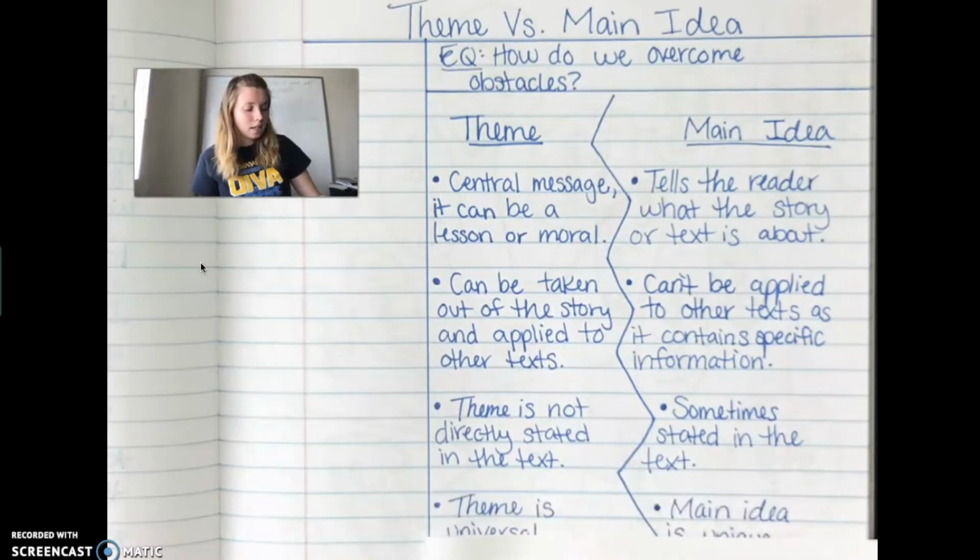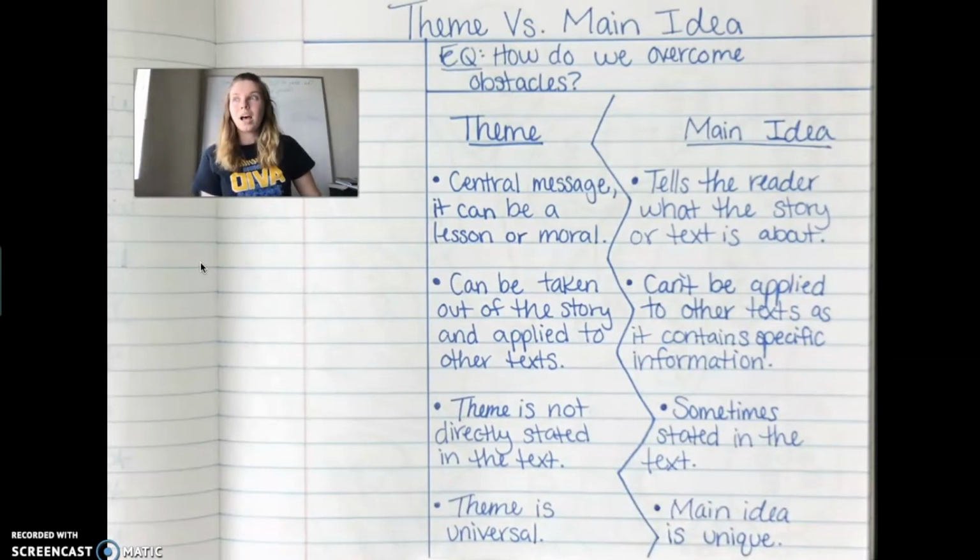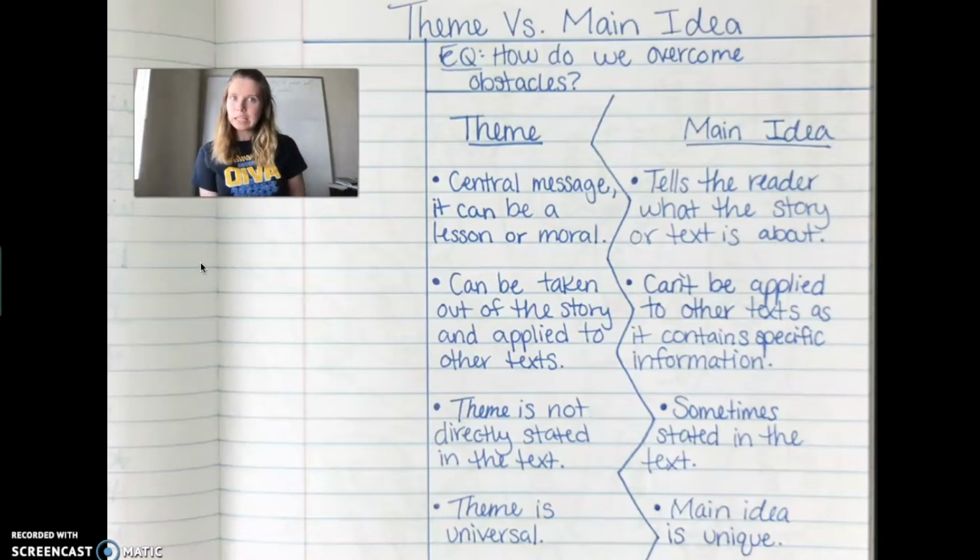The very last thing in our notes is that a theme is universal. That means a theme can be used in many different ways for many different stories. It can be understood when it's put in different perspectives. A main idea is unique, so you can only use a main idea for that one story. Now, you may have a couple of stories that have the same main idea. That's happened before. That's okay. But usually a main idea only works for whatever article or story that main idea is already in.